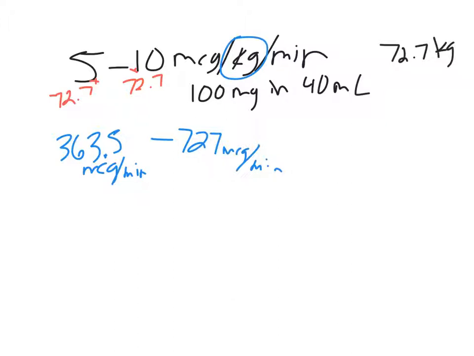So now we're going to take this a little bit further. And so the next step says that, remember our drops per minute formula is volume divided by time multiplied by the drop factor.